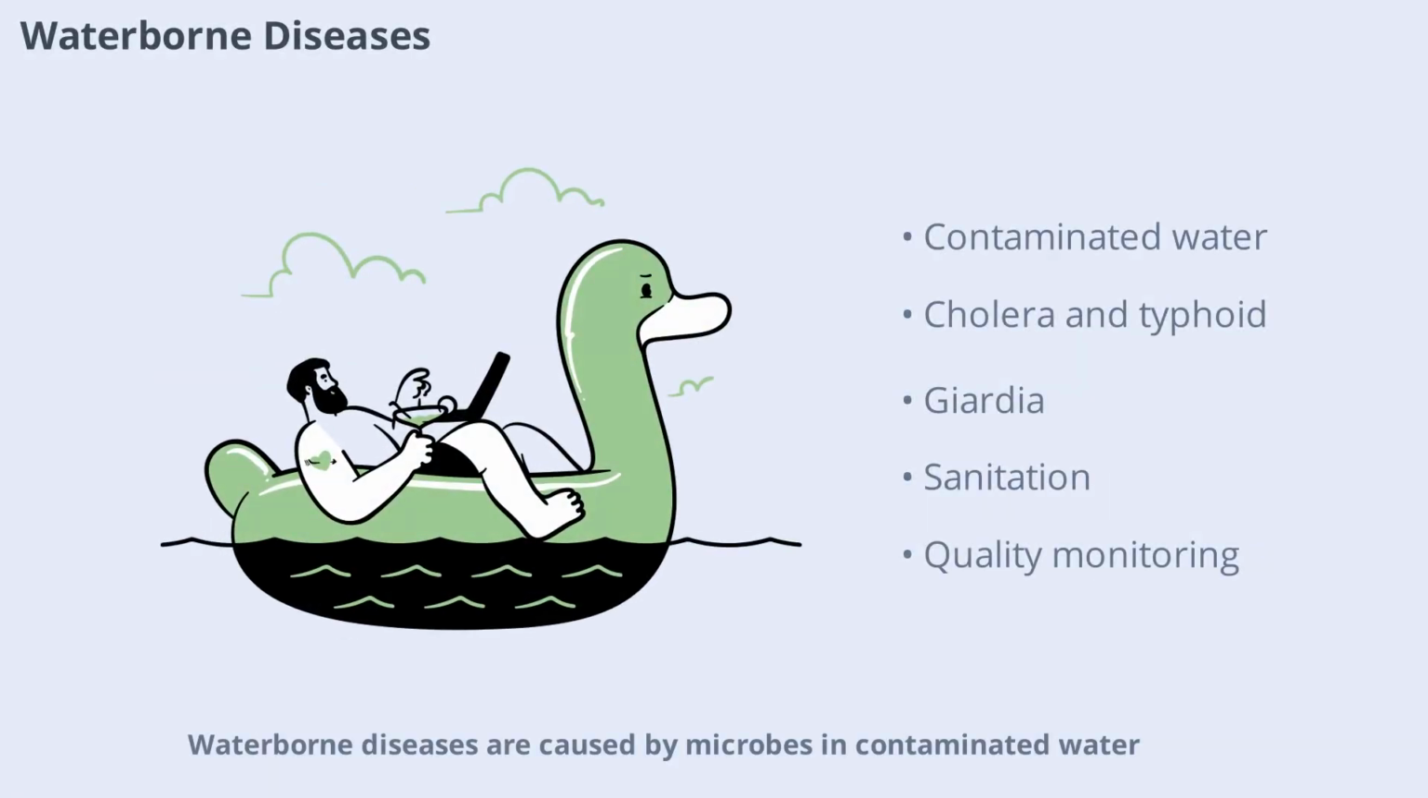Waterborne diseases are caused by microbes in contaminated water. Examples include cholera, typhoid, and giardia. These diseases can spread rapidly, especially in areas with poor sanitation. Prevention involves clean water, sanitation, and hygiene. Microbiology helps monitor water quality and prevent outbreaks.